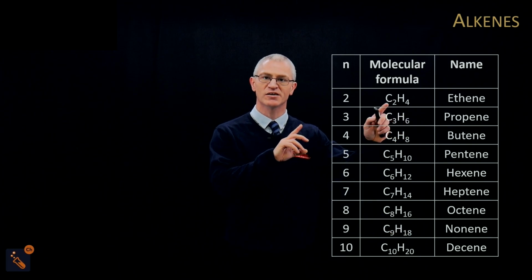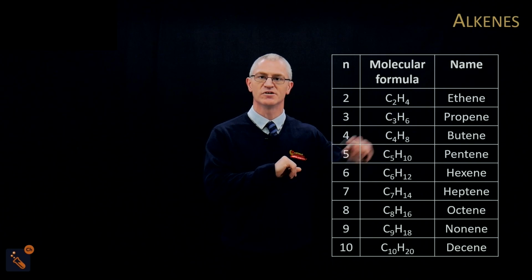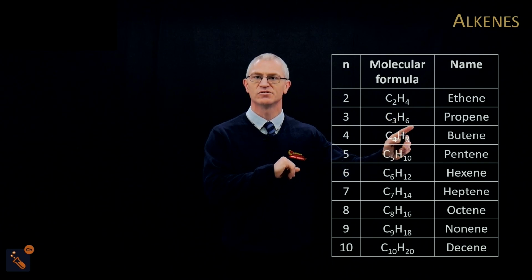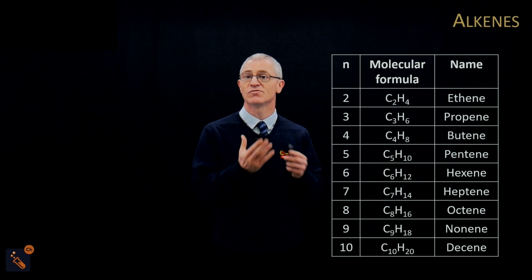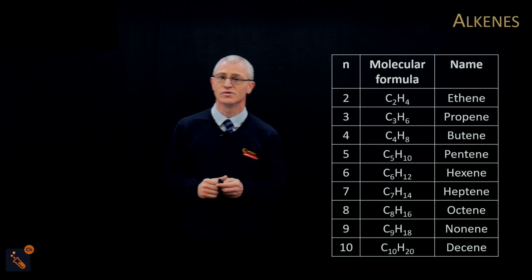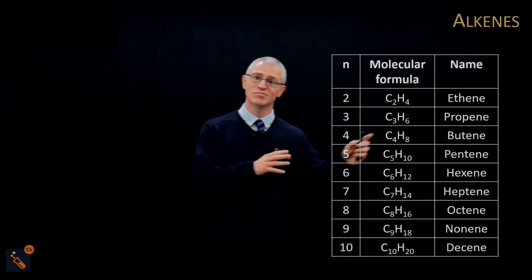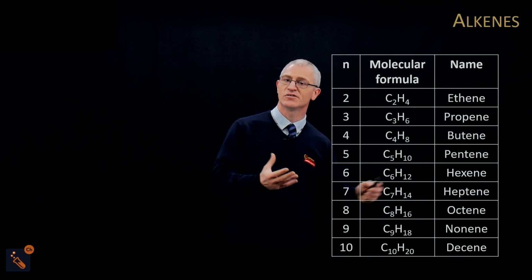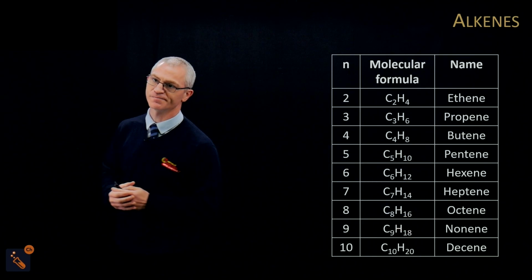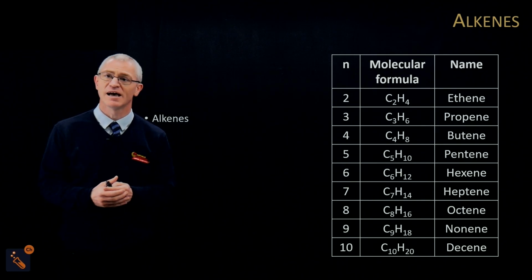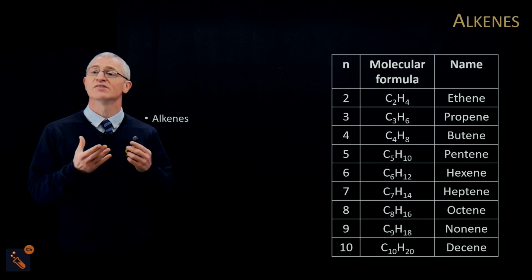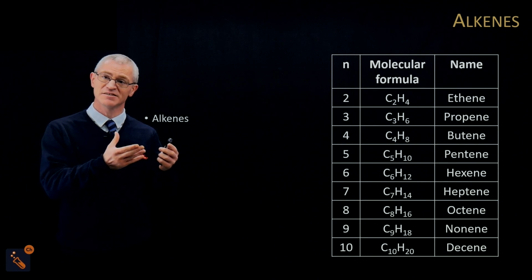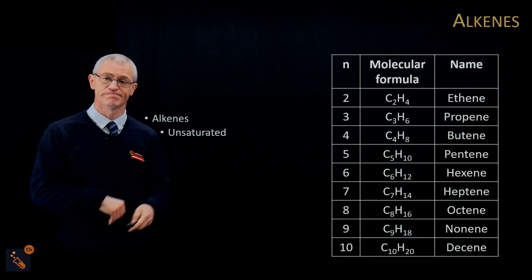Now if we go to the molecular formula, you can see 2 carbons, 4 hydrogens, 3 carbons, 6 hydrogens. So they have a general formula of CnH2n. All of these namings generally follow the shapes that you'll get in maths, so hopefully it shouldn't be too difficult. Now, alkanes are generally known as saturated, so alkenes are known as unsaturated.